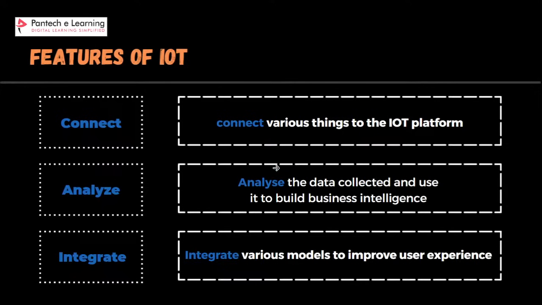For example, I have my coffee machine that requires special beans, and these beans are almost complete. Then what my system could do is go online to Amazon and purchase these beans for me as well. So there are a lot of things I can do when I integrate this with various models and improve the overall experience for a single user or a group of users.